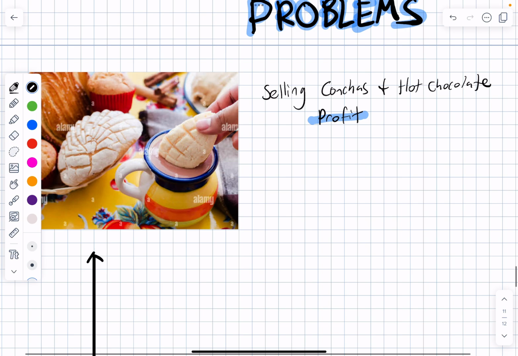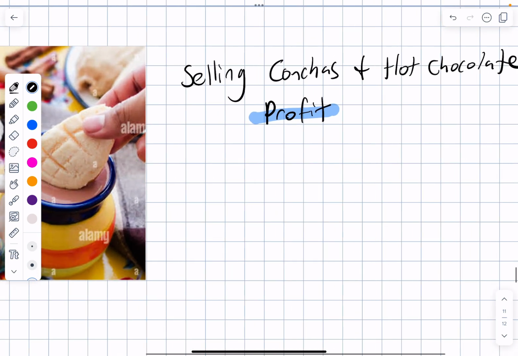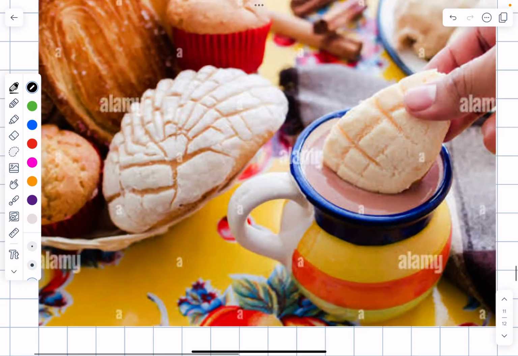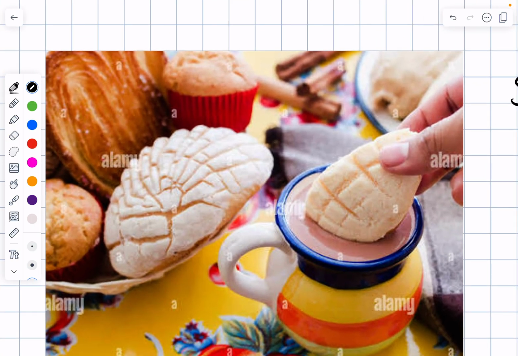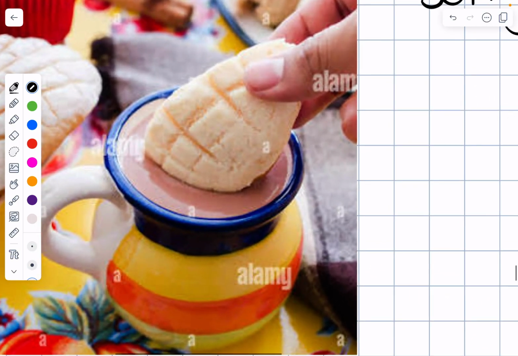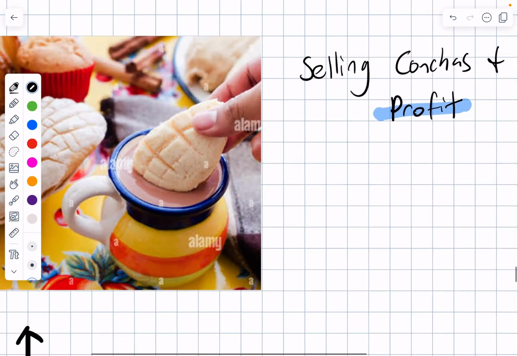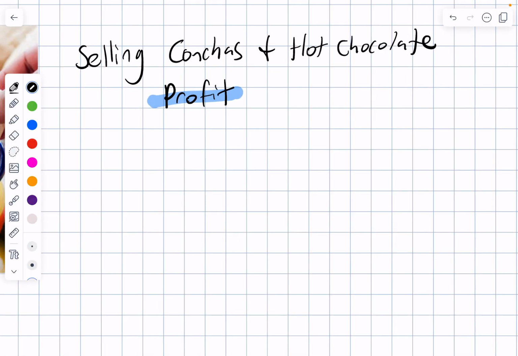So I was trying to think of what is something we could make a profit off of, and that would be selling conchas and hot chocolate. Have you ever had a concha before? It's a Spanish word for shell, like a conch shell. So delicious, so tasty, a pastry. You can be gluttonous and also dip it in hot chocolate. Okay, so imagine we're going to sell conchas.